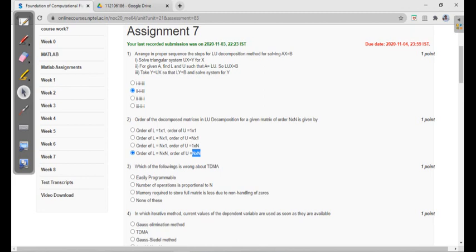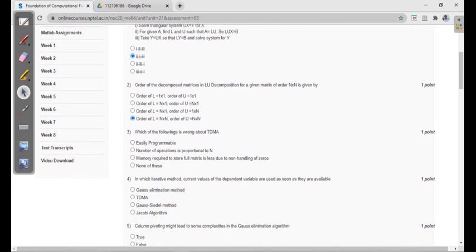Question number 3. Which of the following is wrong about TDMA? Easily programmable. Yes, this is correct. Number of operations is proportional to n. Yes, this is also correct. Memory required to store the full matrix is less due to non-handling of zeros. Yes, this statement is also correct. Then the correct answer for this question is D.